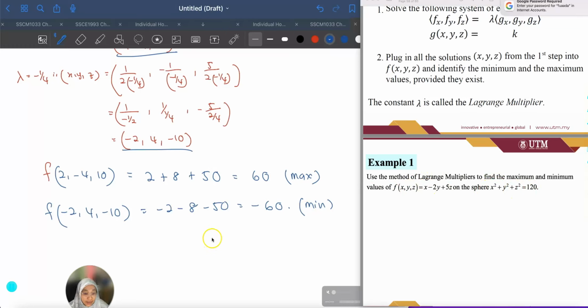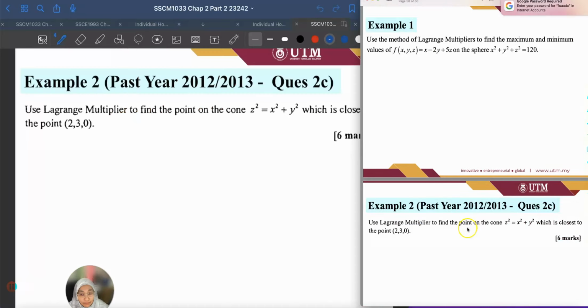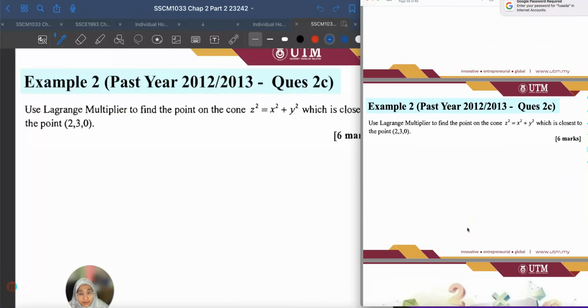We can determine the max and the min without sketching using the partial derivative, which is the method called the Lagrange multiplier. Okay, we look at the next example.